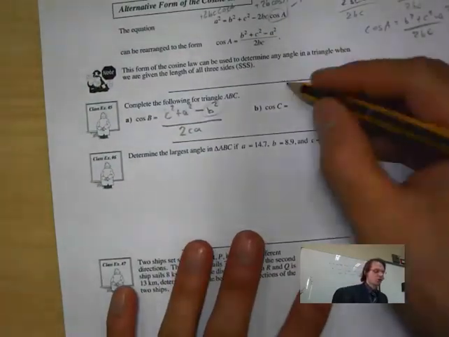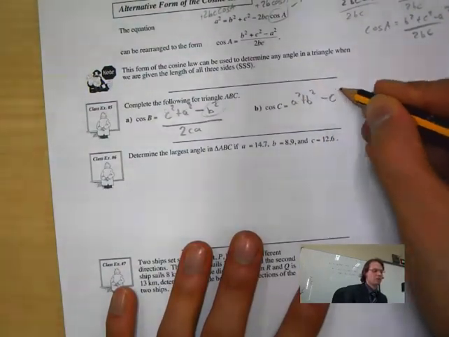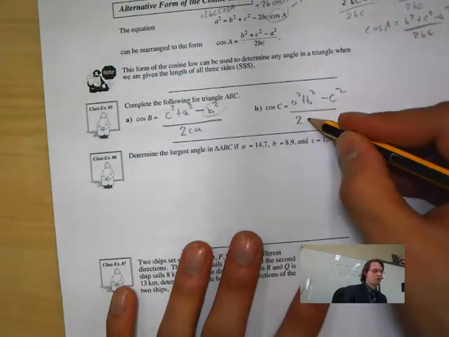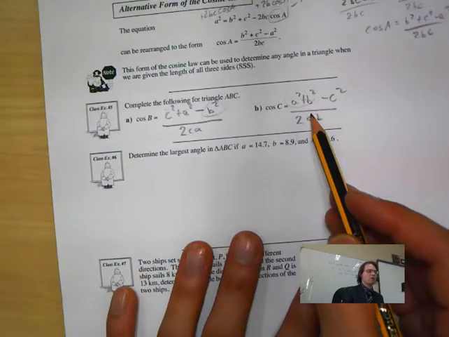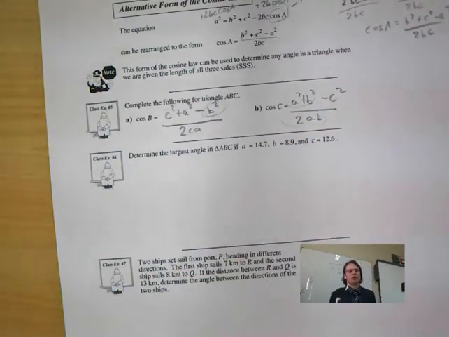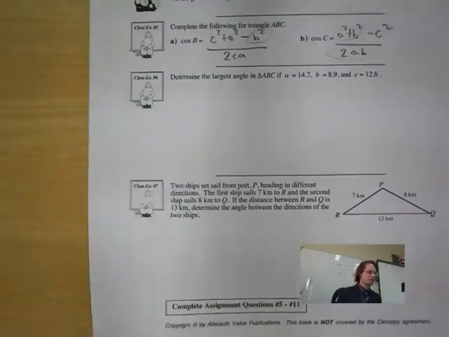So let's take a look at cos C. That's going to be a squared plus b squared minus c squared, all over 2ab, because we add the ones that aren't opposite to it, and then we divide by the ones not opposite to it. Let's take a look at example 6.